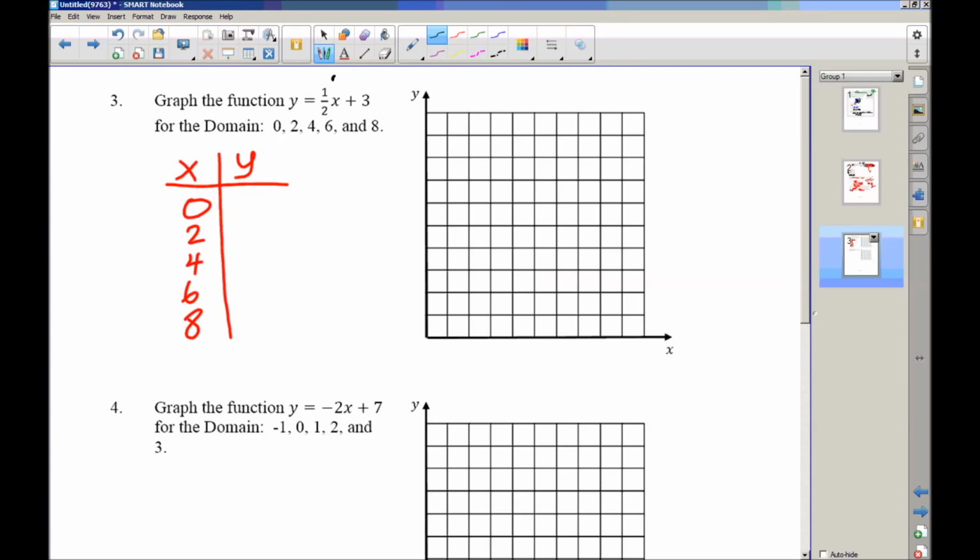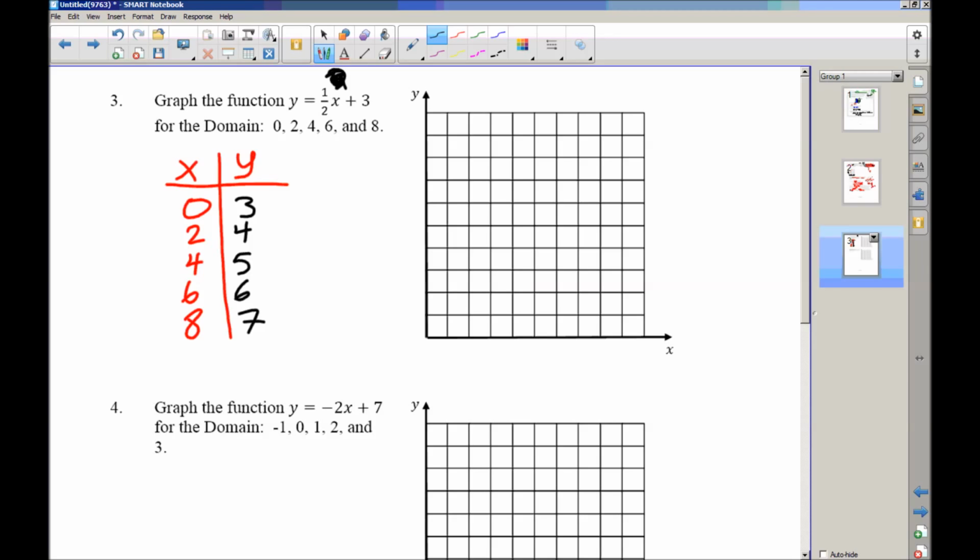I put 0 in for x, so 1/2 of 0 is 0, plus 3 is still 3. And then I plug a 2 in for x. Half of 2 is 1. 1 plus 3 is 4. I can plug a 4 in for x and so forth. Half of 4 is 2, plus 3 more is 5. And then 3 plus 3 for 6, and 4 plus 3 for 7. Okay? All right, so now I need to plot these.